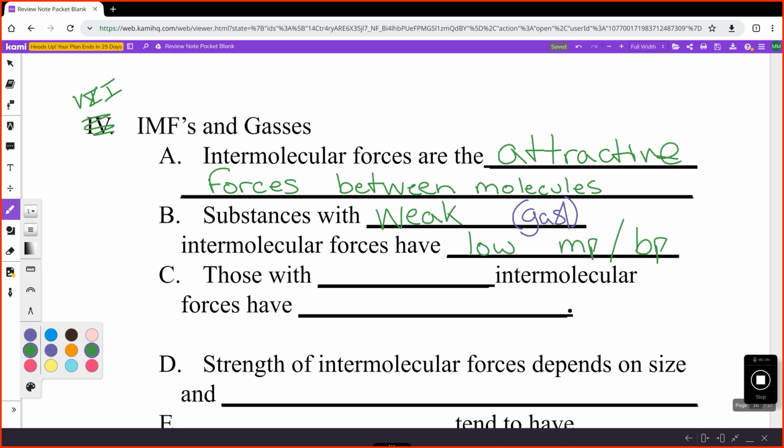But on the flip side, if something has strong intermolecular forces, what we're going to be dealing with is high melting points and boiling points. And so these typically will be your solids or your liquids, mostly solids.